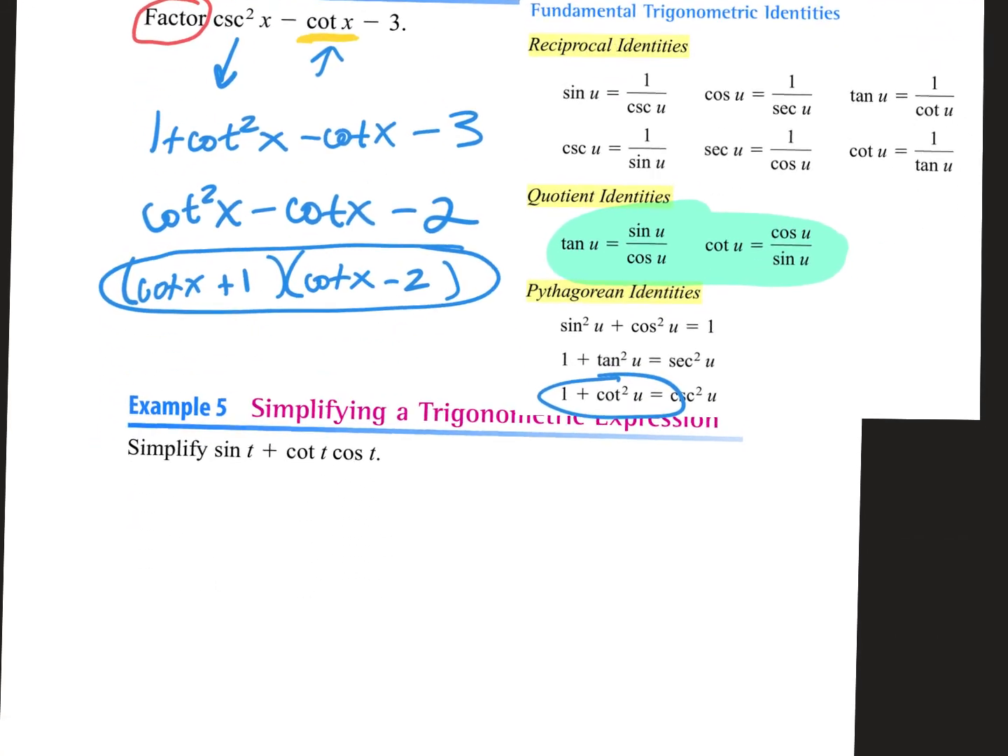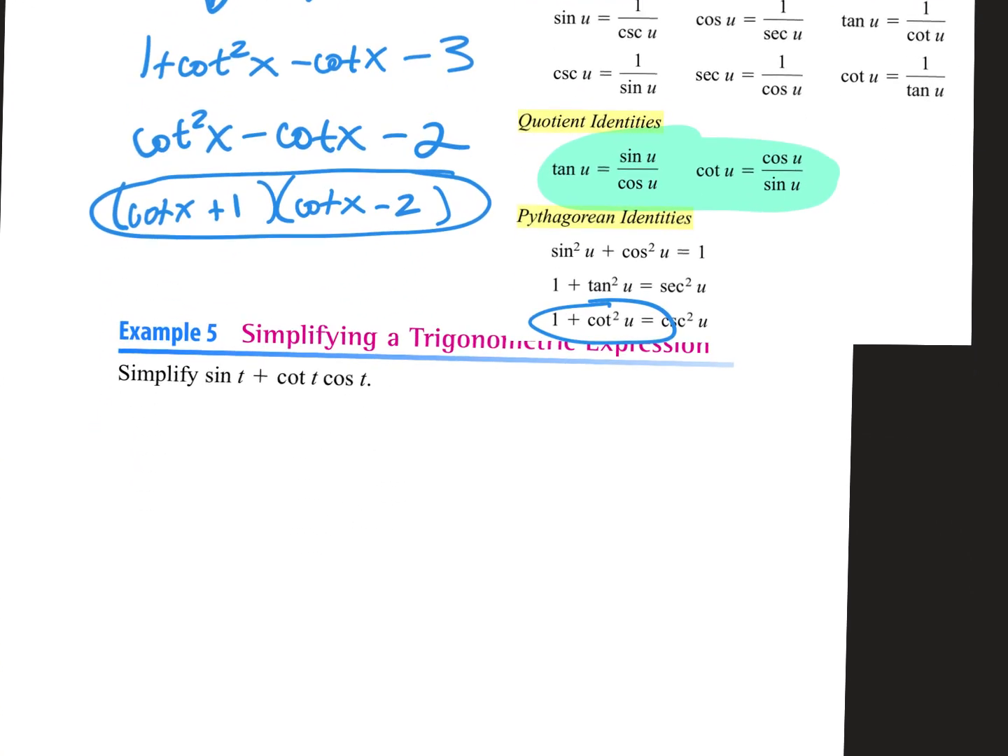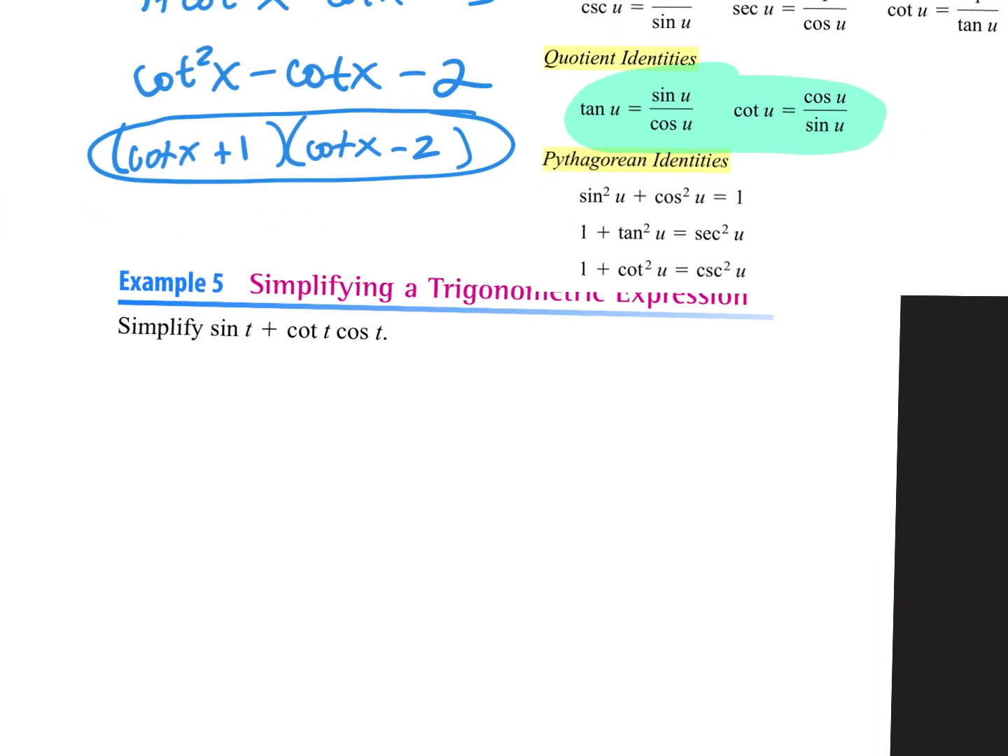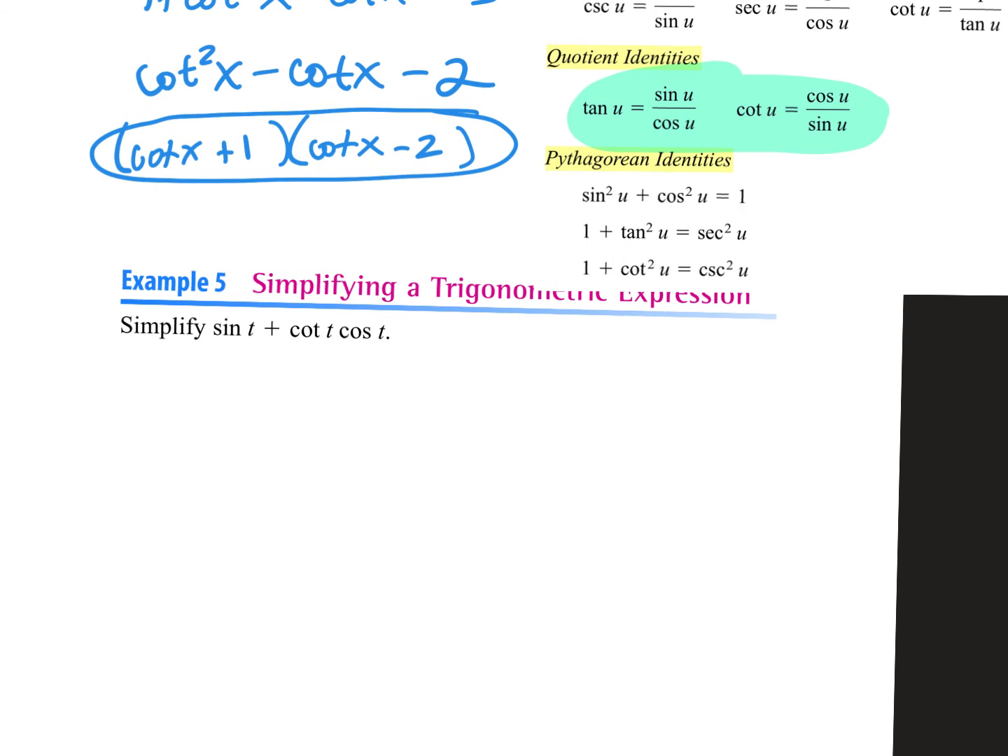All right, we're going to do one more example, and then I'll finish up tomorrow. Simplify. What does that mean? Am I factoring it? No, simplify means to make it smaller, right? We're going to make it smaller.